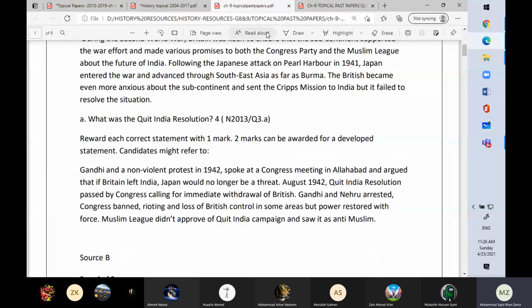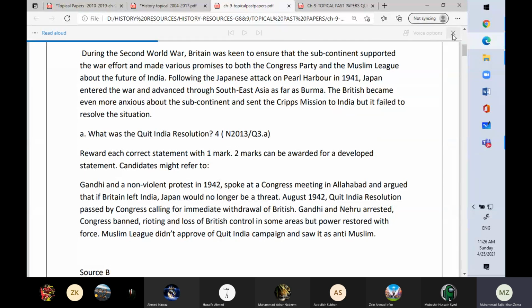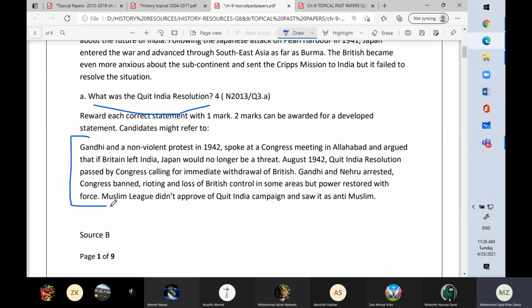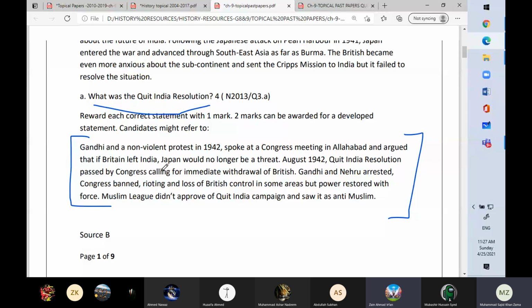Here we see Quit India Resolution, and we have these points. Now I want someone to read this. Gandhi, in a non-violent protest in 1942, spoke at a Congress meeting in Allahabad and argued that if Britain left India, Japan would no longer be a threat. August 1942, Quit India Resolution passed by Congress calling for immediate withdrawal of the British. Gandhi and Nehru arrested, Congress banned, rioting, law and order lost and British control lost in some areas, but power restored with force. Muslim League didn't approve of the Quit India campaign and saw it as anti-Muslim.